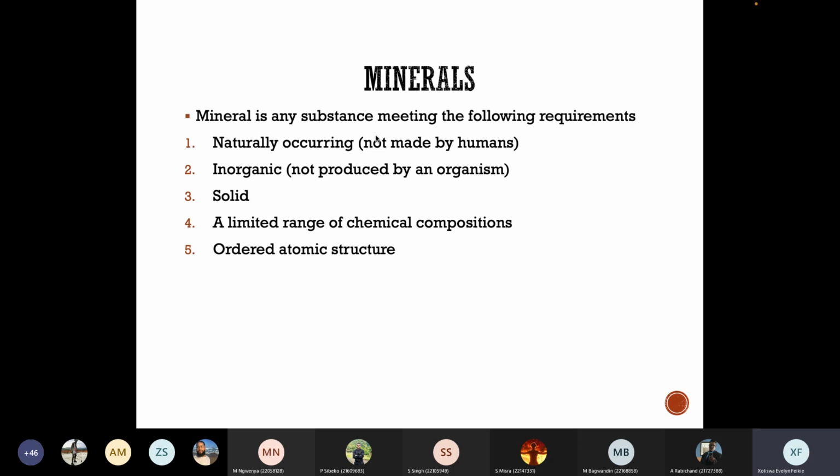So it has to fulfill all 5 of them. Even if it fulfills 4 of them but does not fulfill 1, then it is not. And you basically say this is not a mineral because it fulfills 4, but it lacks this one. Therefore, it is not a mineral. So for something to be a mineral, it has to have all 5 of them.